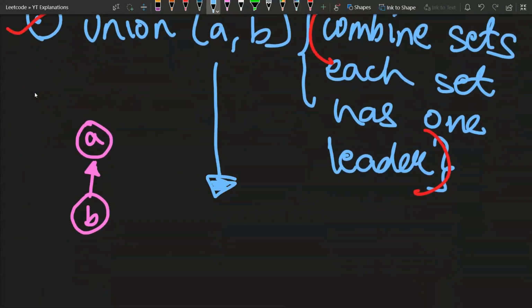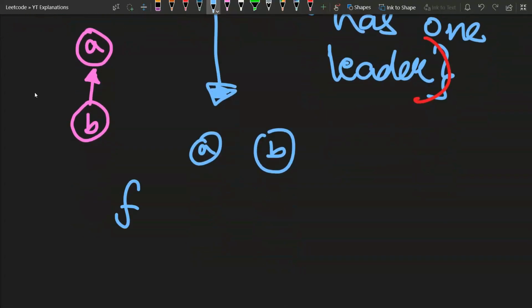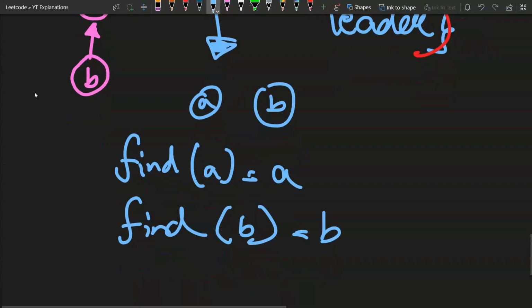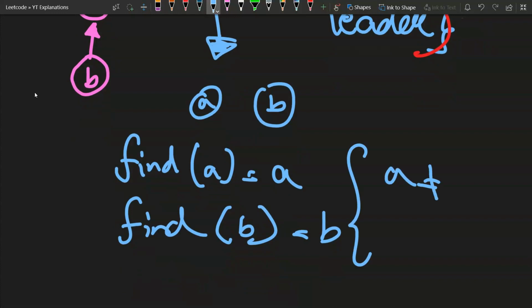But in this case, let us do one thing. If you have A and B right here, if we do find of A, it's A. Find of B, find basically checks for the leader or root parent, find of B is B. So now A is not equal to B, right? So their PMs are different, or the leaders are different. So they belong to different sets.